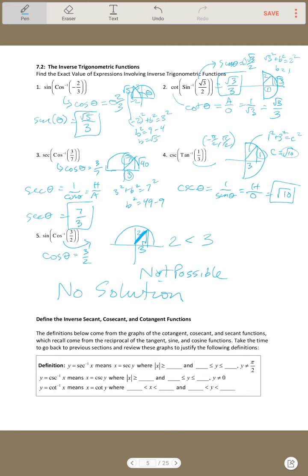Okay, so let's do the inverse secant, cosecant, and cotangent functions. One thing to remember is that when you are working with secant, I'm actually going to erase some things here so I can draw it here. Hopefully you copy that down. If not, just rewind the video.